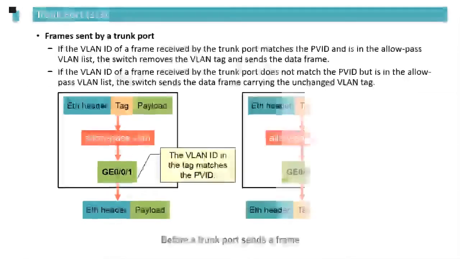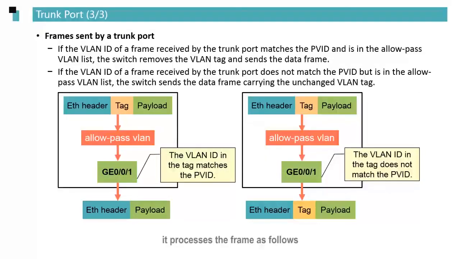Before a trunk port sends a frame, it processes the frame as follows. If the VLAN ID of a frame received by the trunk port matches the PVID and is in the Allow Pass VLAN list, the switch removes the VLAN tag and forwards the data frame. If the VLAN ID does not match the PVID but is in the Allow Pass VLAN list, the switch forwards the data frame without changing the VLAN tag.